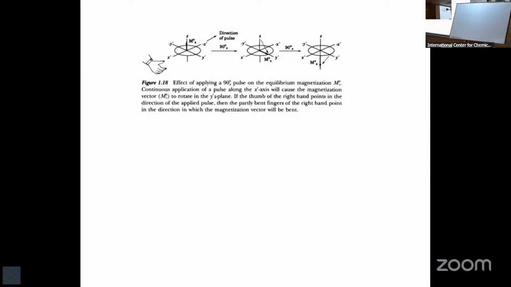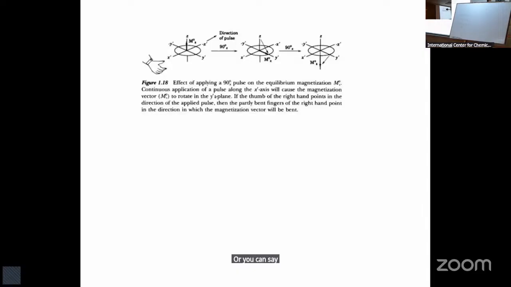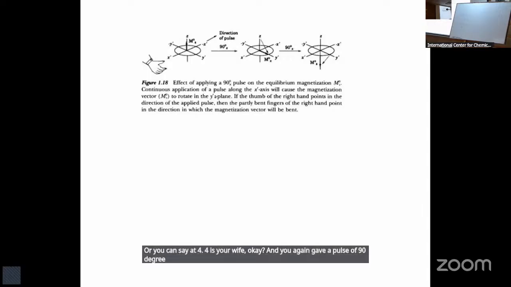Right now, if 12 is your z-axis, and you are giving the pulse from number 8, let's suppose, your magnetization vector is coming between 4 and 5, or you can say at 4. 4 is your y. Okay? And you again gave a pulse of 90 degrees. From 4 it will move to 6.